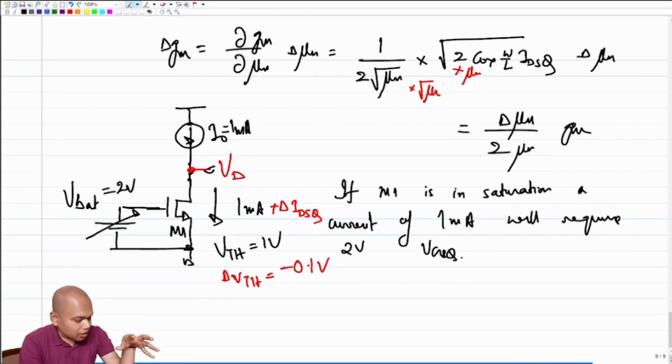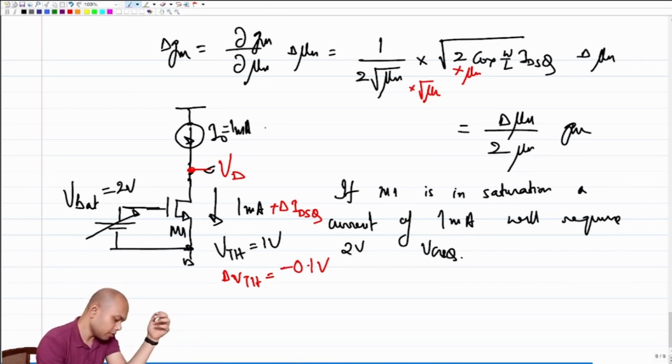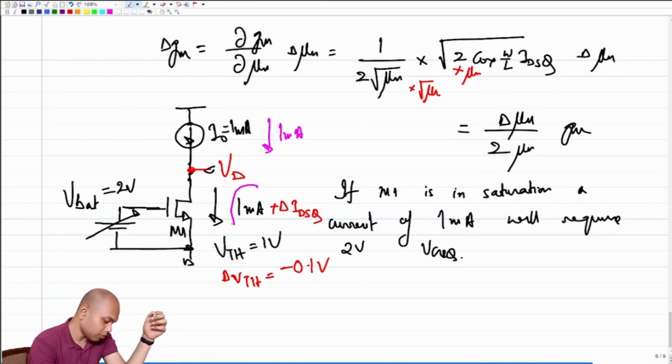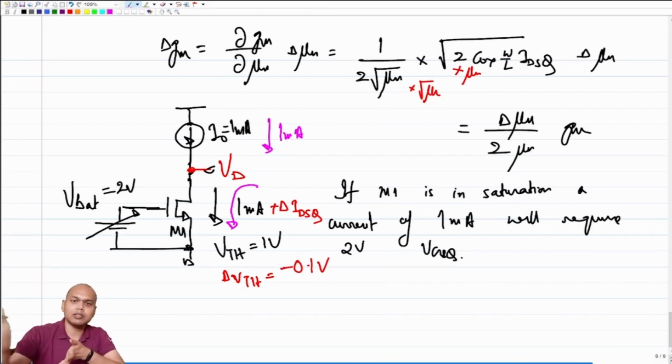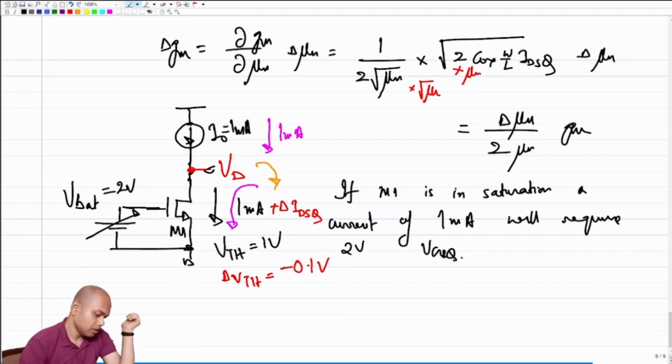The node voltage VD is now seeing a current source from the top, which is pushing 1 milliamp current, and a current source from the bottom, which is pulling out 1 milliamp plus some extra current. Okay. So if you are pulling more current out of a node than you are pushing in, what's going to happen to that node voltage? That node voltage is going to drop, right? So this drain voltage is going to drop. So the consequence of this is VD will decrease.